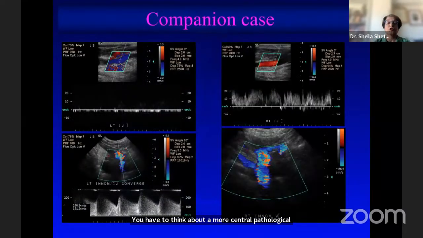So this is an upper extremity case. Upper extremities are even a little bit more challenging.